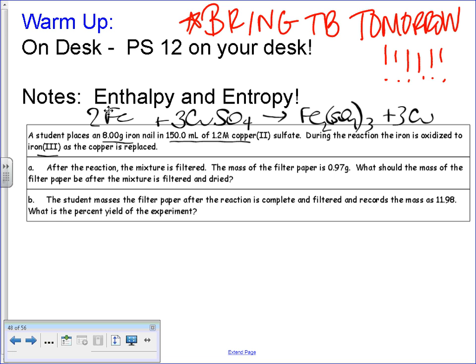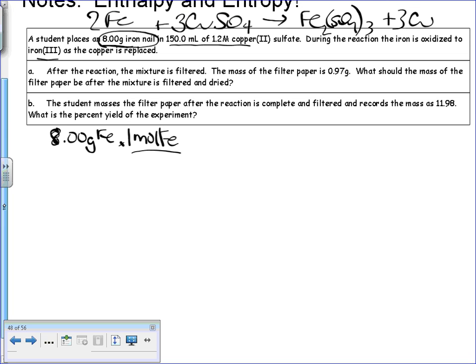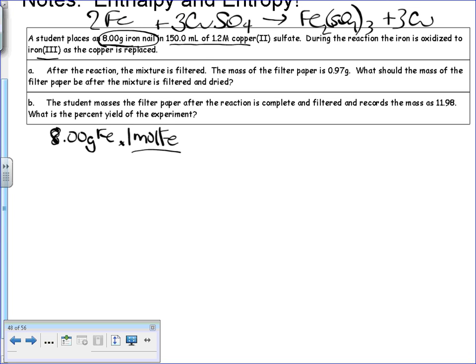Okay, so 8 grams of iron. It says iron nail, but it's just iron. What's the step here? No, this is just this one first. Sorry, I'm only starting with iron. So what's my next step? Get moles. What's that molar mass? PTOE. I think you're right, 55.85 grams.